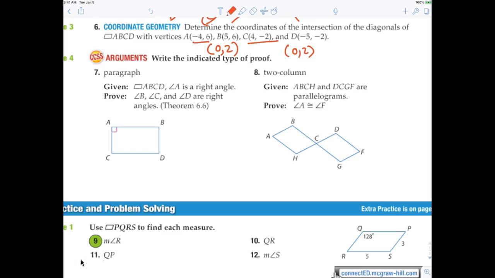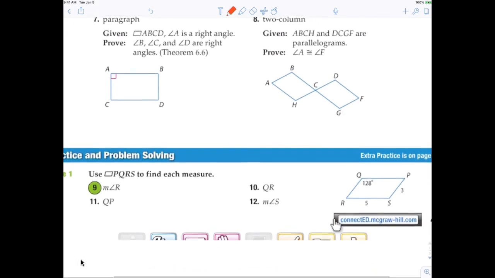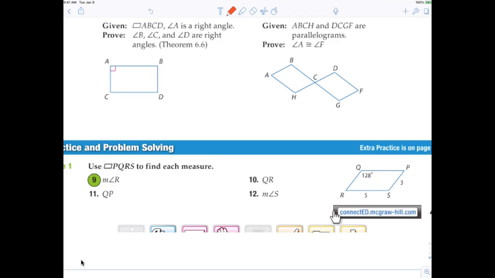We didn't do an indirect proof here, so I don't like this direction. So let me just see. ABCD, angle A is a right angle. How easy would this be to write just a regular proof for this? What are you thinking?